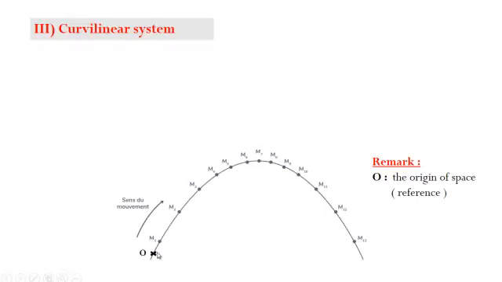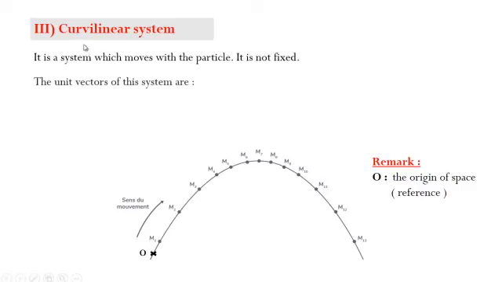If you notice here, you have an object moving on a curvilinear trajectory. In order to talk about a system, we must have an origin. The origin of this system is O here, which is a fixed point. A curvilinear system is a system which moves with the particle. This is the first difference between the NT system and the Cartesian system: the Cartesian system ij is fixed, while here the NT system is a moving system with the object.